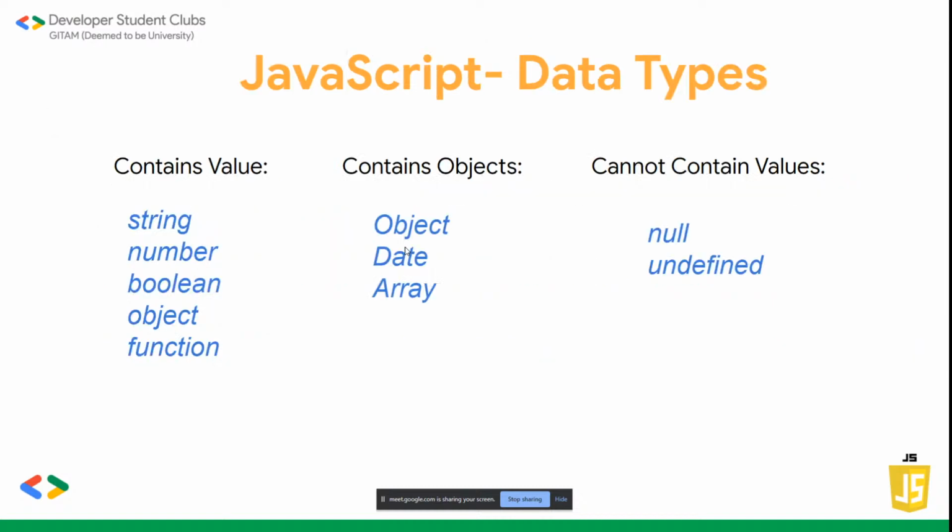So diving into it, JavaScript data types. JavaScript data types are divided into data types which contain some value, data types which contain objects, and data types which do not contain values.